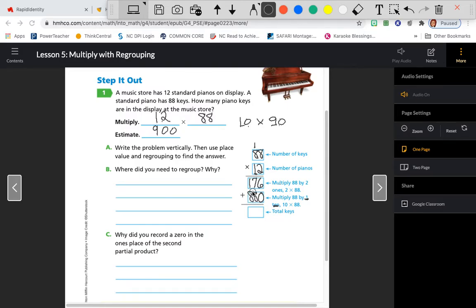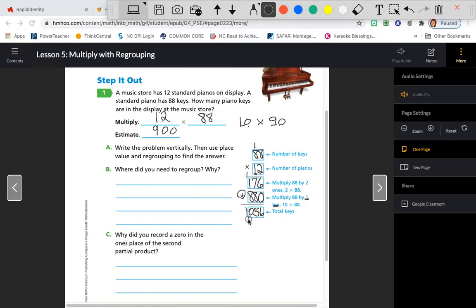Now, we add those two partial products together to get our total number of keys. So 6 plus 0 is 6. 7 plus 8 is 15. So we need to carry our 1 to the hundreds. 1 plus 8 is 9, plus 1 more is 10. So we have 1,056 total keys.